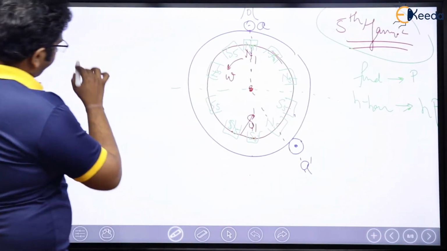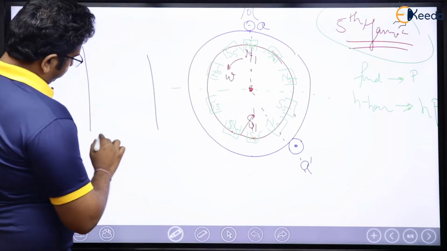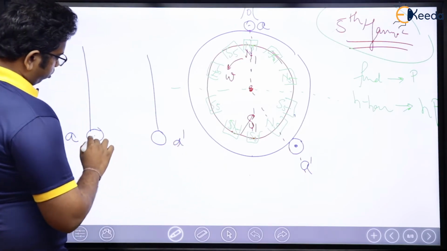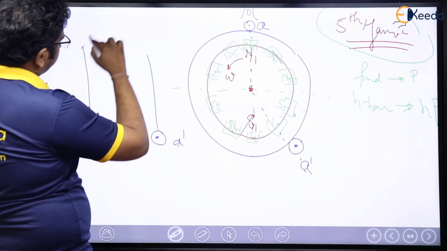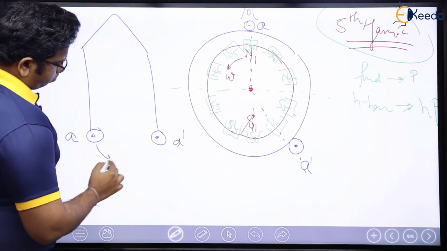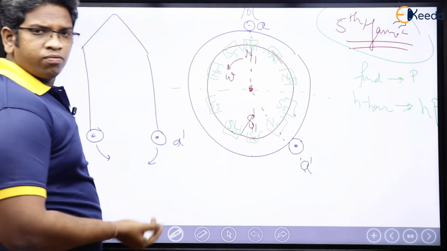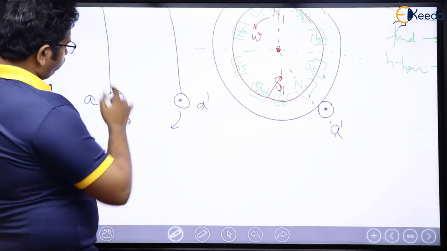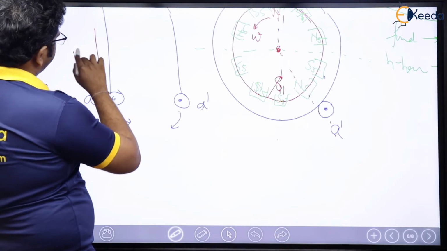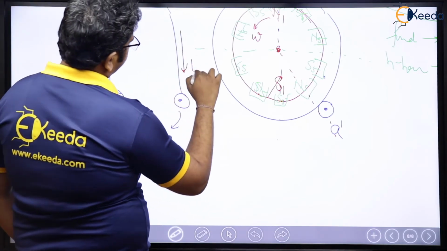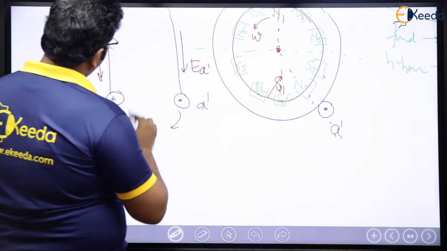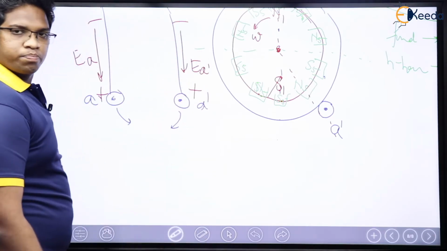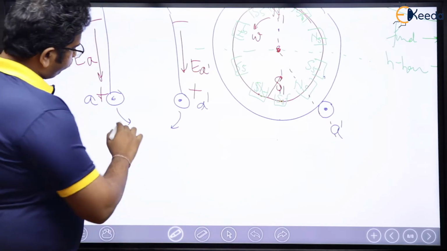When I take the back-to-back connection, what is going to happen? This is A, this is A dash. This is also having dot, this is also having dot. This is the back-to-back connection. We have seen this many times. Please tell me, what happens here? If you don't understand, just simply apply KVL. Let this be EA. This is also going to be EB, EA dash. This is dot, so this is plus minus. This is minus plus.